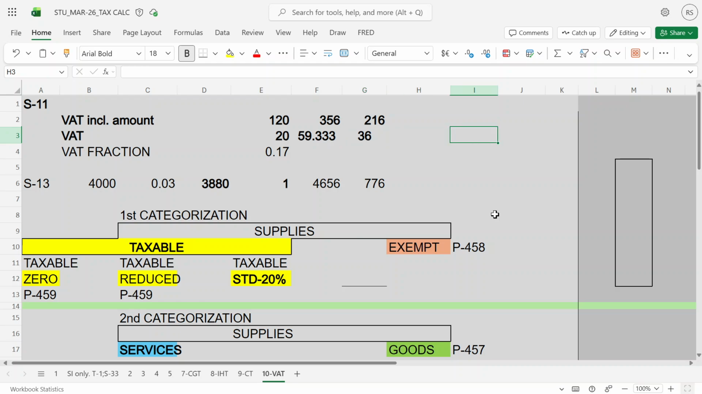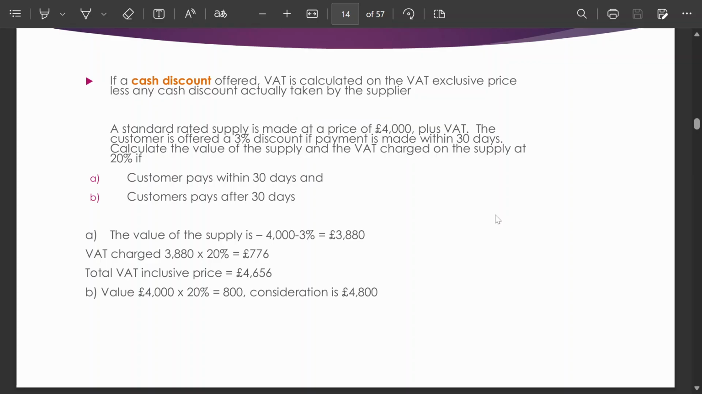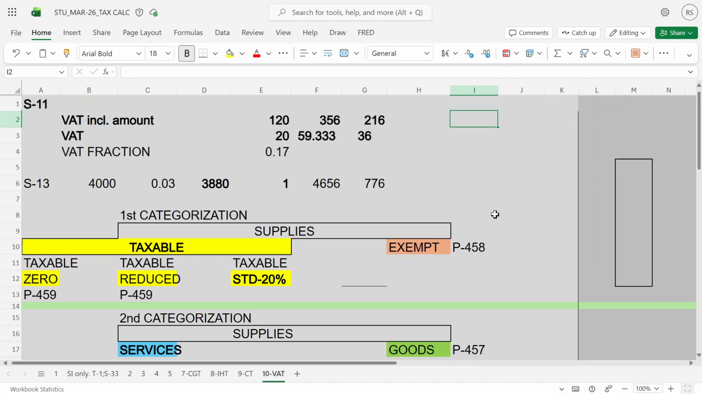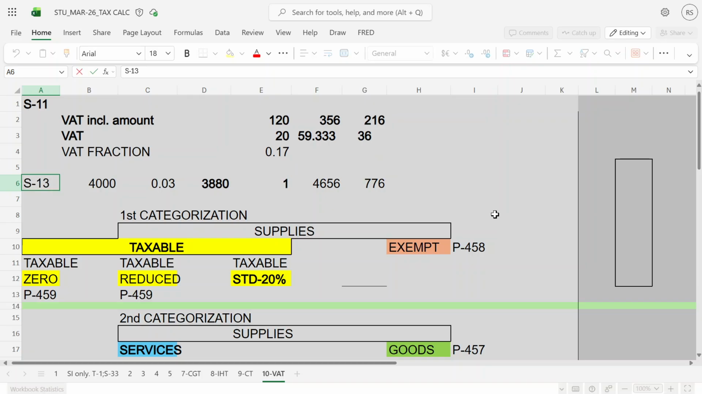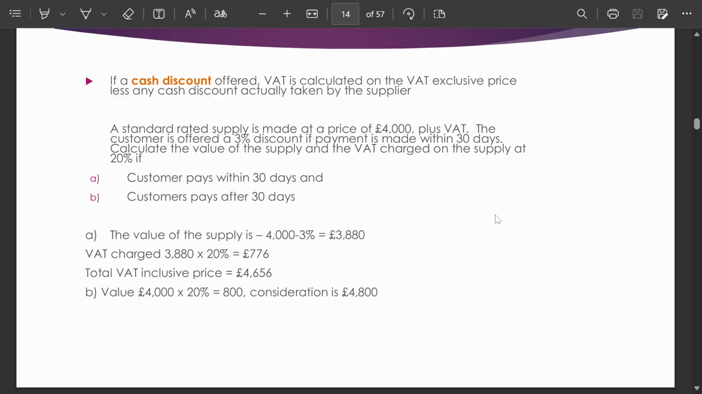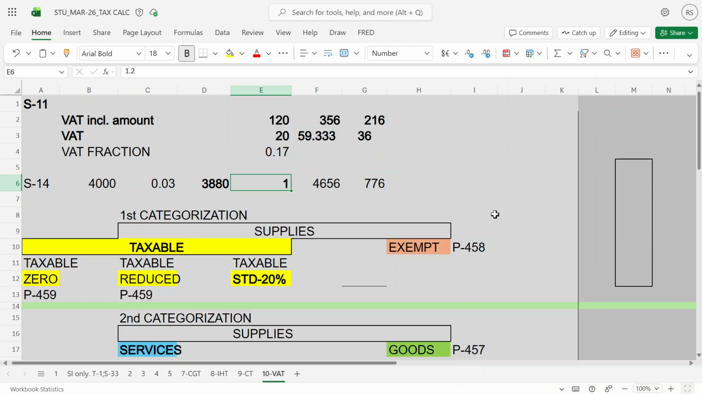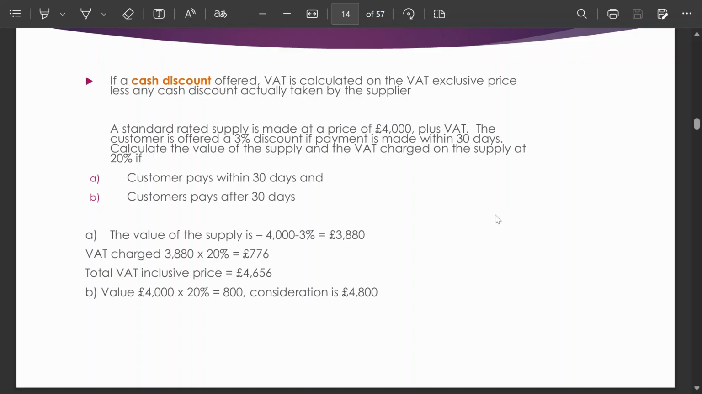So it's basically, if you see here, I've done this example here, it's actually slide 14. Okay, so let's look at this as slide 14. So it's 4,000, 3% is the discount. What is 3,880? So it's 1 minus 3%, you get a discount on that. So 3,880. And on that you have to charge the VAT. So you charge 20% VAT on that, which is 776. All right.